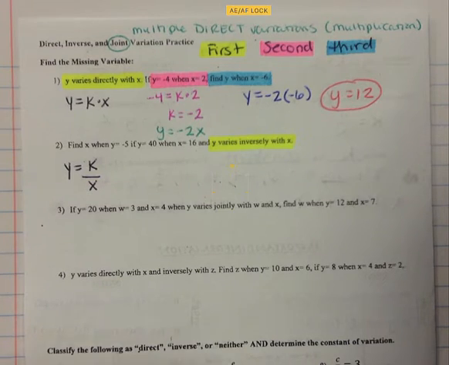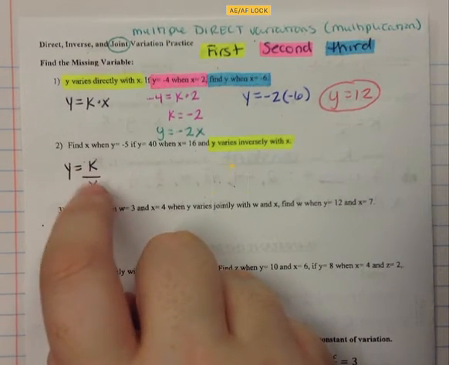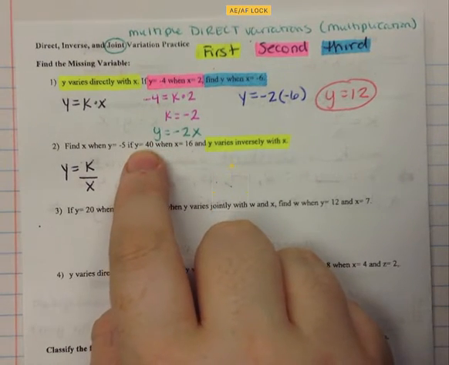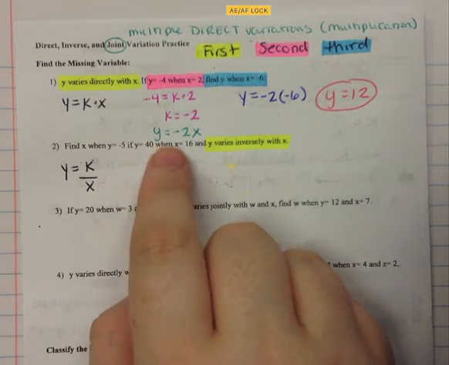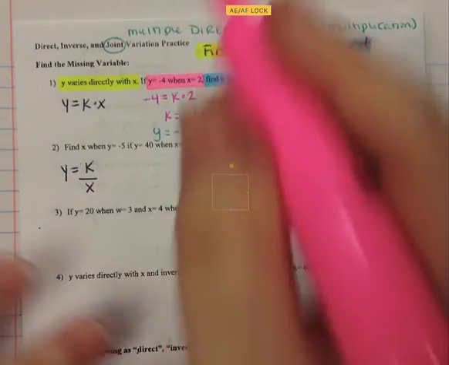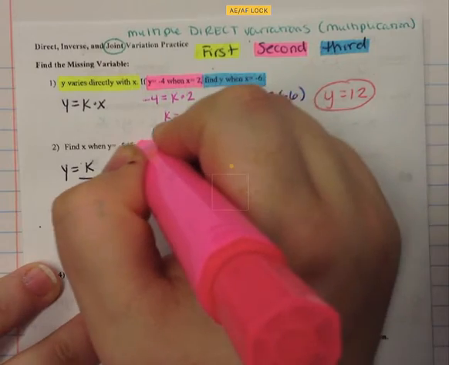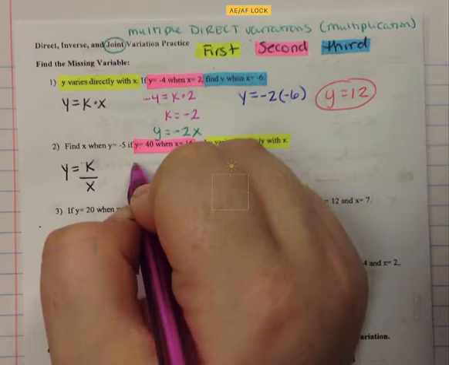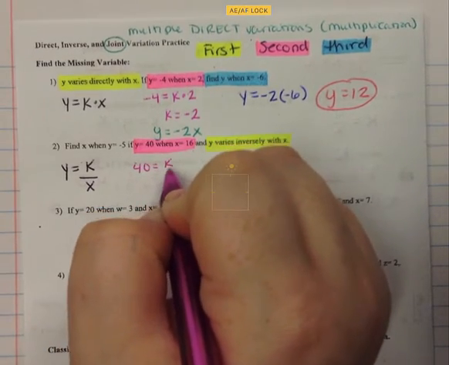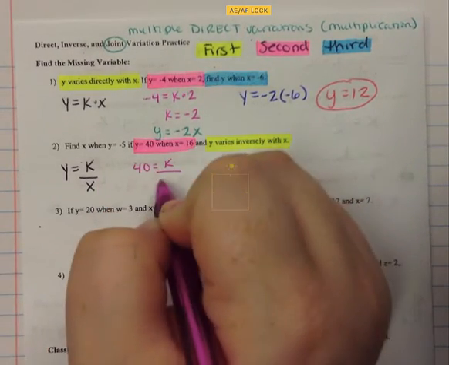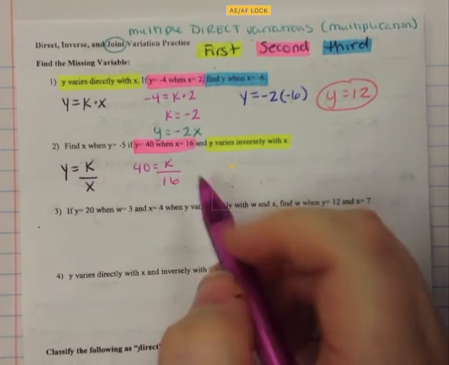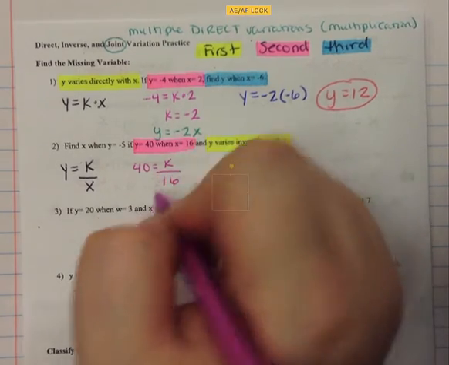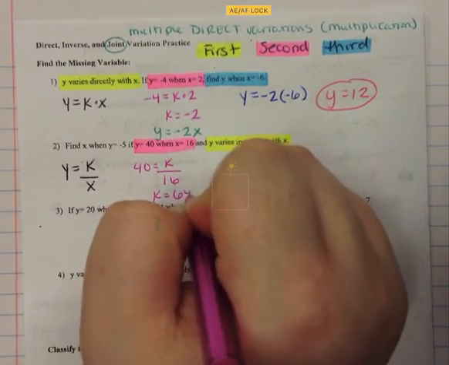The second part, we want to find k. So we have to have a y and x together. So find the coordinate that x and y are together. It says y equals 40 when x equals 16. So those have to go together. The when tells us that they go together. So now we can plug those in. If y equals 40, I can put 40 equals k over x, and the x is 16. So I would solve this by multiplying 40 and 16 to get the k alone. We end up getting k equals 640.